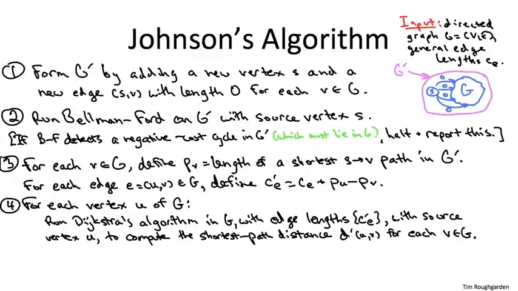So perhaps you're thinking that at this point we're done, right? We transformed the edge lengths using reweighting to make them non-negative, and as we know, once things are non-negative, run Dijkstra's and you're good to go. But there's one final piece of bookkeeping that we have to keep track of.